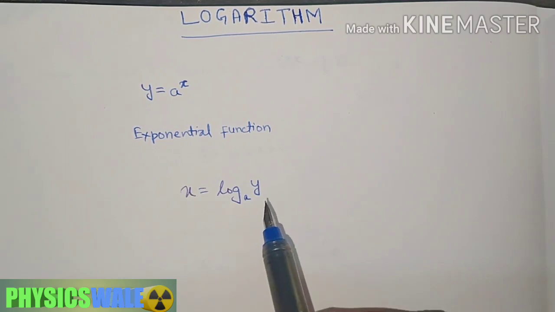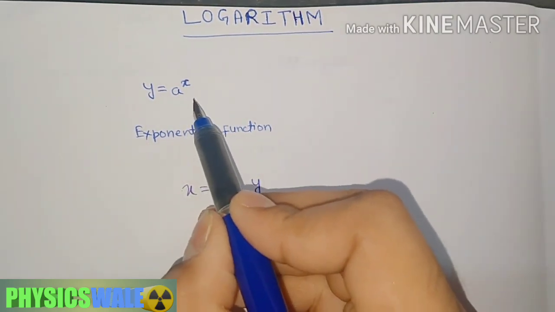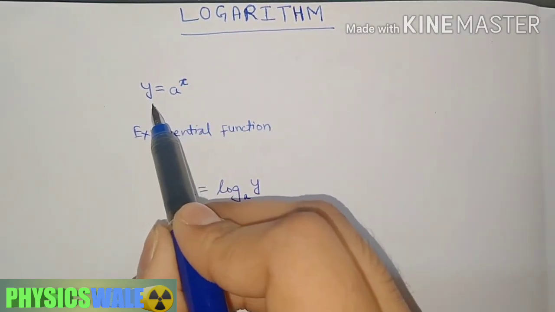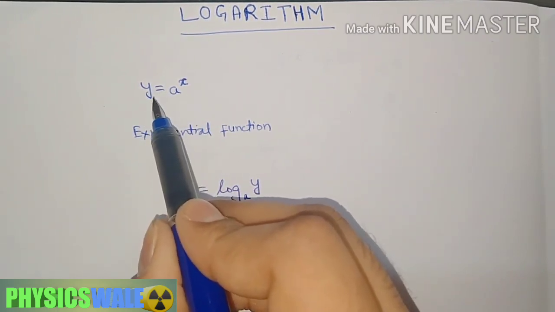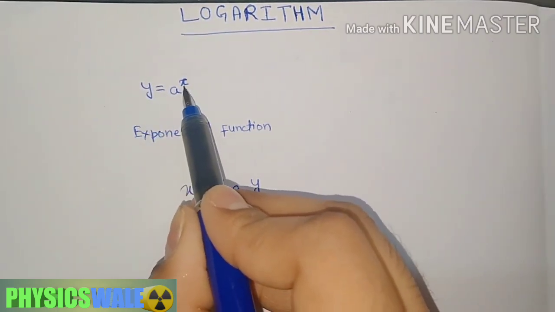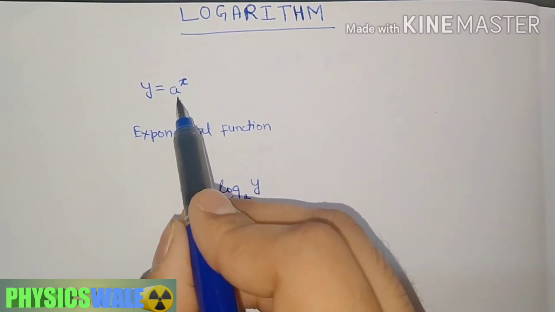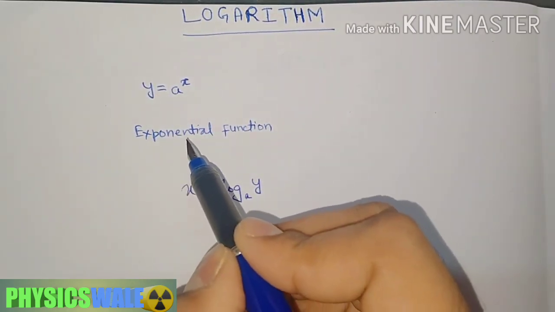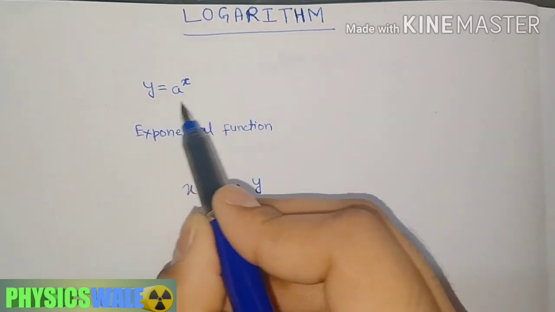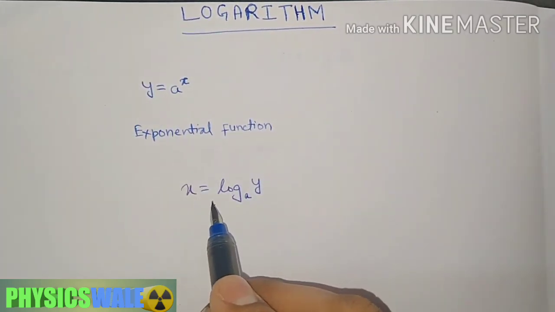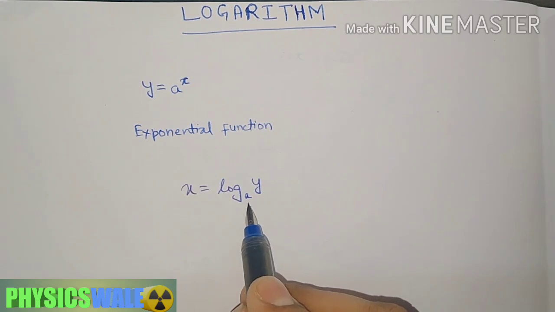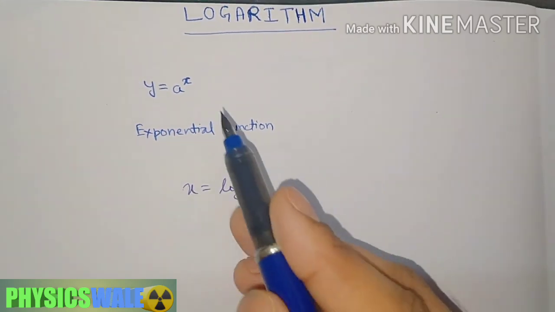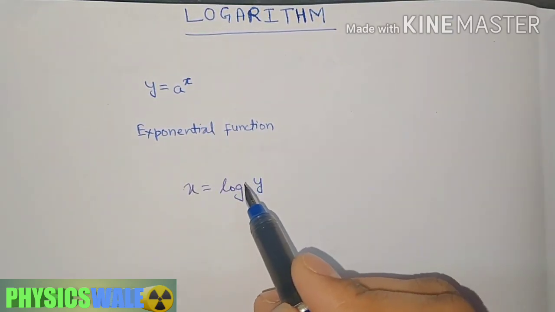I keep putting in values of x and I keep getting corresponding values of y. This function tells me the result when I put a particular value of x to the power of a, which is known as the base. There is another way of writing the same equation. We can write it down as x is equal to log of y to the base a. These two equations are mathematically identical.